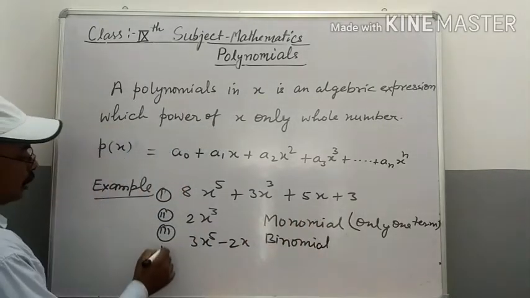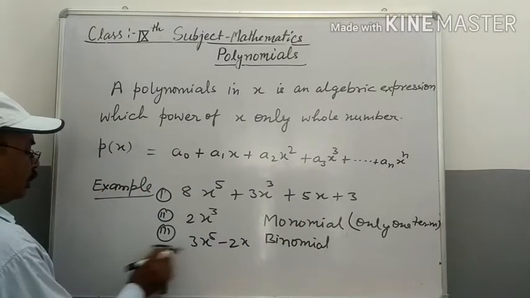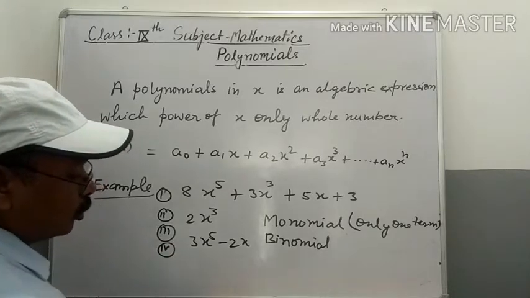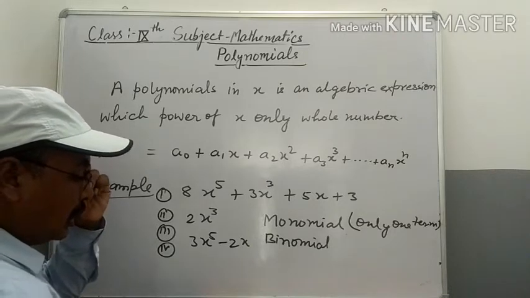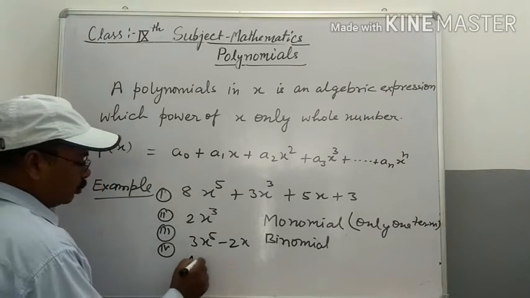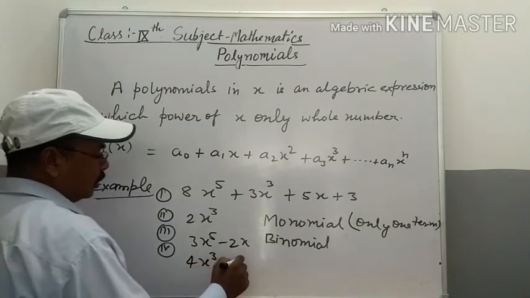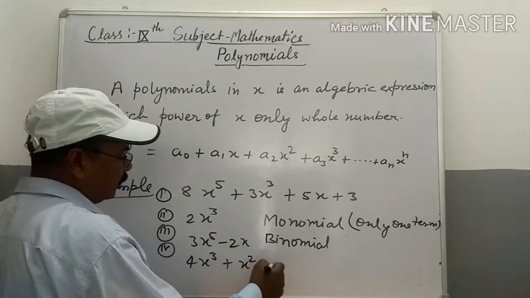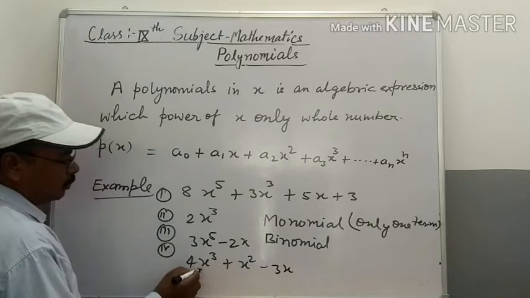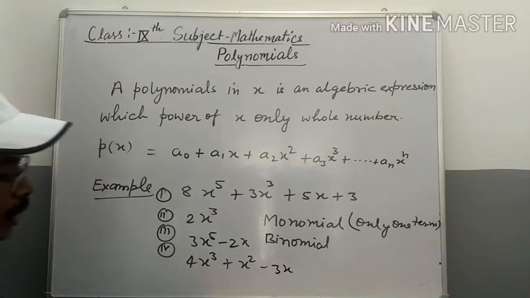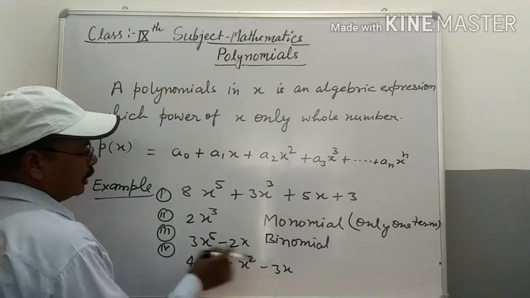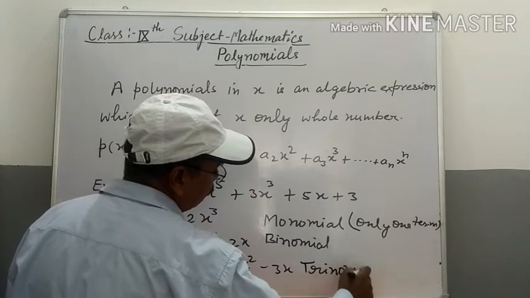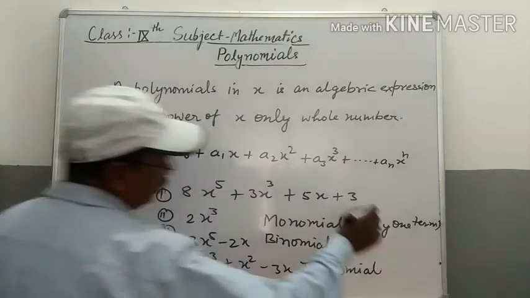Binomial. Number of terms 3: if the number of terms in a polynomial is 3, that is known as a trinomial. Trinomial, students: 4x cube plus x square minus 3x, that is, the number of terms is 3, that is known as a trinomial.